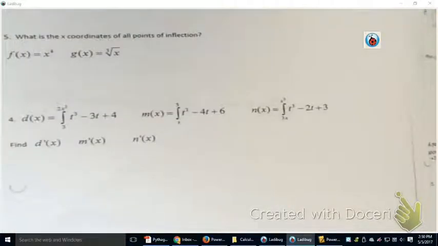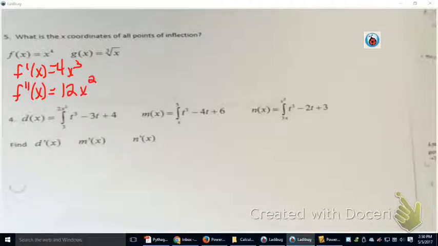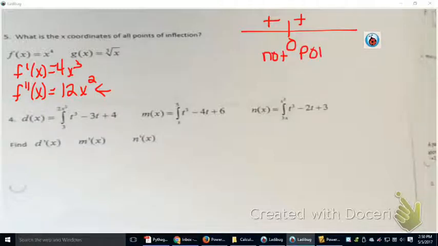Okay, so number 5 says coordinates of points of inflection. So that's where I find the first derivative, and then I find the second derivative. I make a number line with the zeros on it, plug the values into the second derivative. Whatever the number line's based on is what you plug it into. So there's no points of inflection because f double prime doesn't change sign.